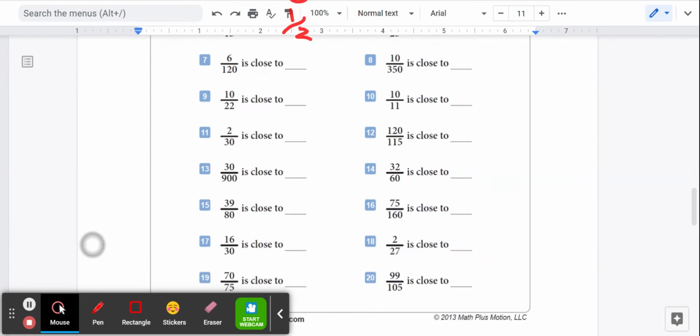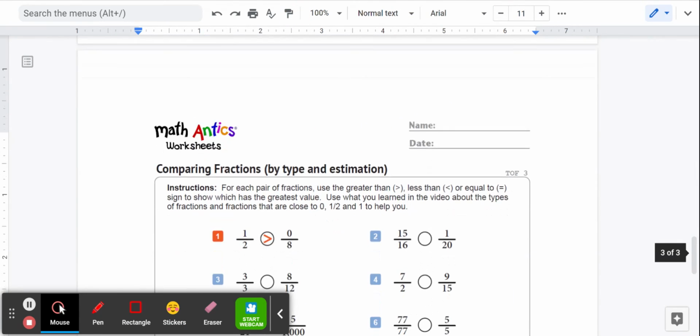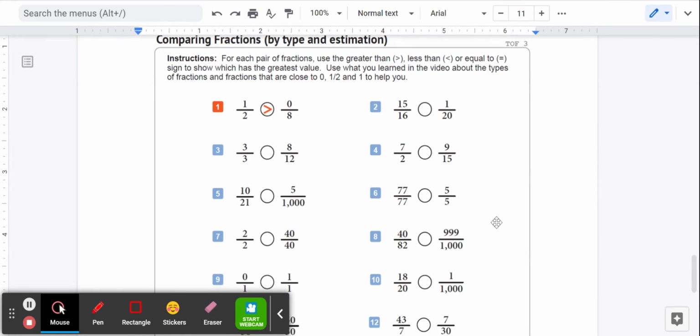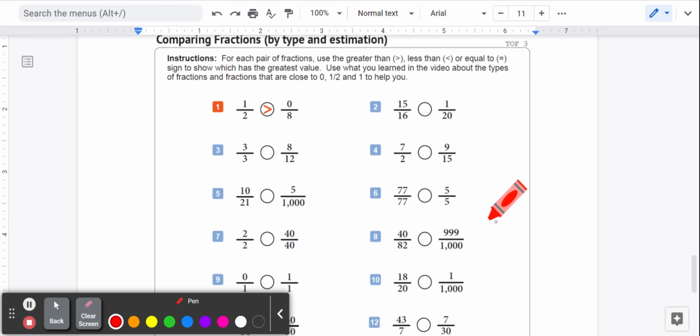And the last page is comparing. And this is, you're going to put in the greater than, equal to, or less than sign. And you want to think about, right? You want to think about whether it is closest to 0, half, or 1 to help you out. Okay, so like on this one, 15/16 is close to 1, but 1/20 is really close to 0. So if it's closer to 1, that's going to make 15/16 bigger, right? On this one, 3 and 3, well, that is 1, right?